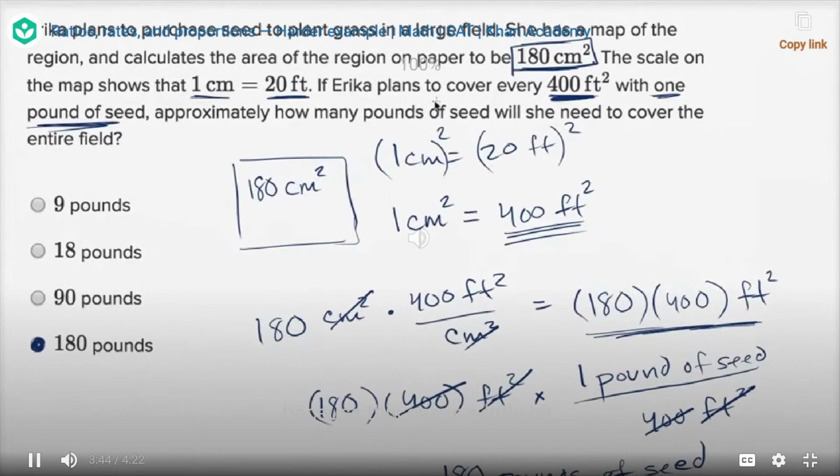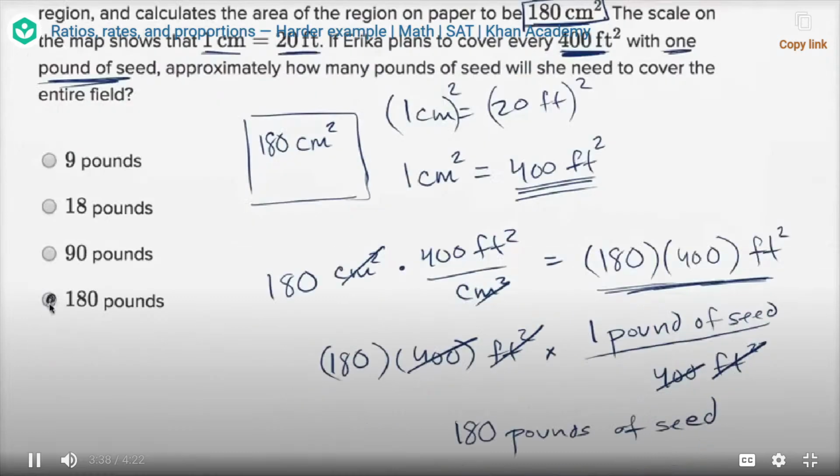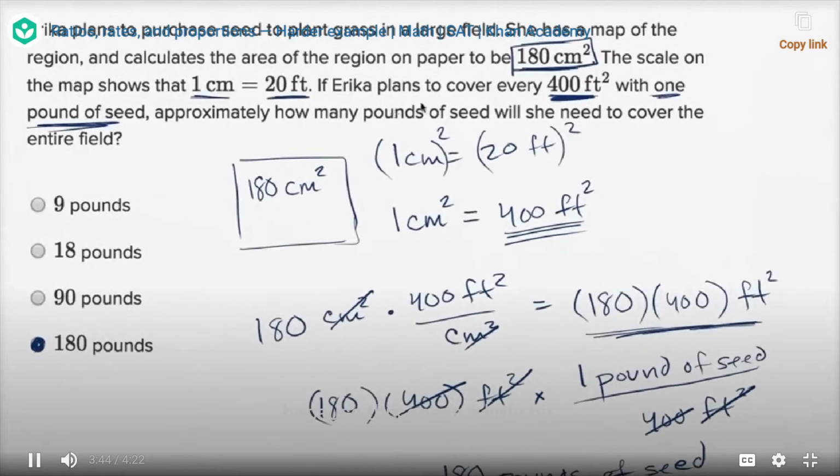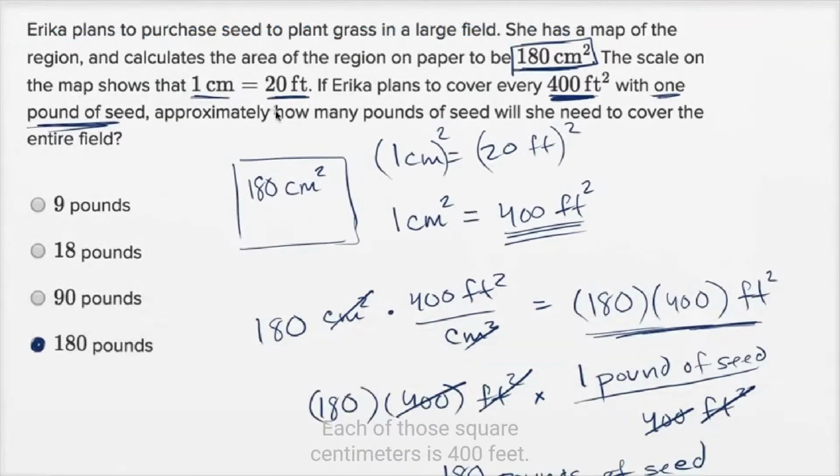If you're under time pressure on the SAT, I would be careful because this one can be a little bit confusing. You might say, okay, there's 180 square centimeters, and each of those square centimeters is 400 feet. This is actually the key thing you have to realize: each square centimeter is not just 20 feet, it's 400 square feet. So you're going to have 180 times 400 square feet for the entire field. But for each of those 400 square feet, you're going to use 1 pound of seed. So you're going to use 180 pounds of seed. You could have done it without all this writing, but it is helpful to write it so that you don't confuse things.